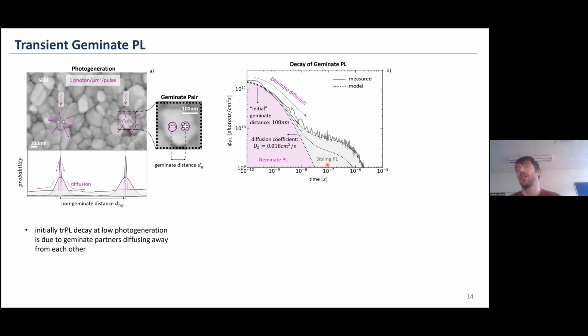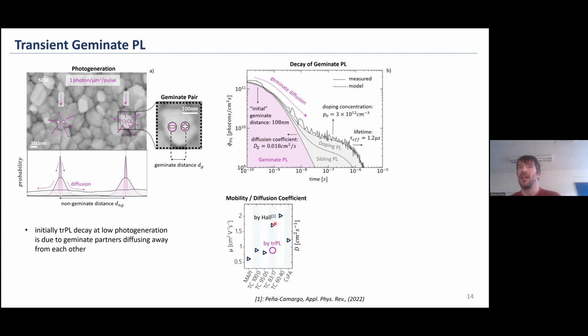Additionally, there's non-geminate PL, but this is not enough to model the transient. So there's still some PL missing, and this is coming from the doping. And from the doping PL, then you get the doping concentration, 3 times 10^12 per cubic centimeter, and the decay here in the end is just from the charge carrier lifetime from the recombination. So by doing this model with relatively few parameters, it's just 3 parameters, the geminate distance we already had from the amplitudes, we can model this.